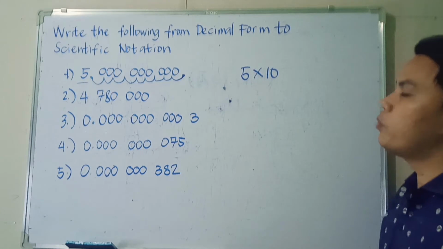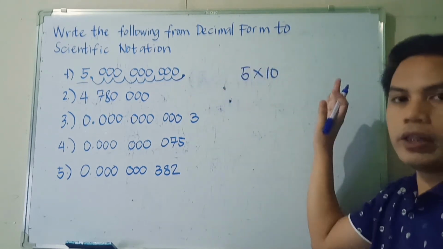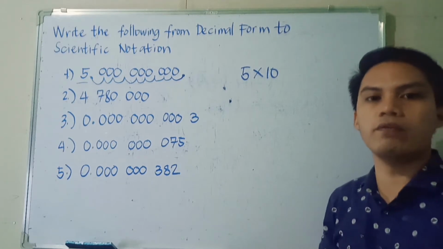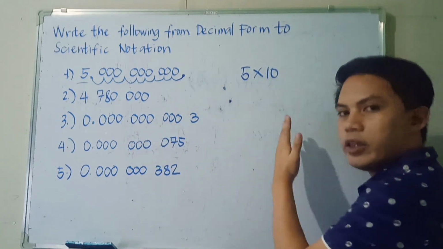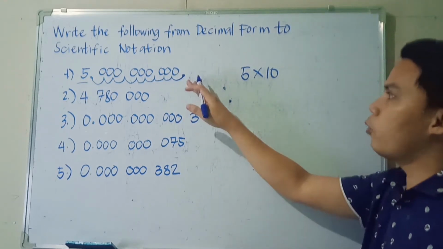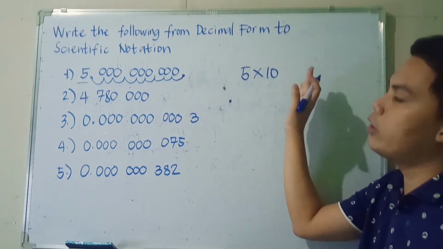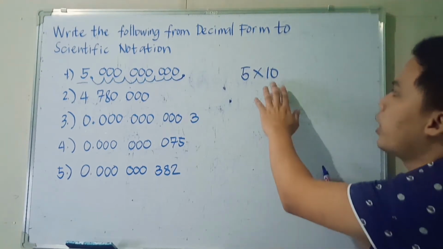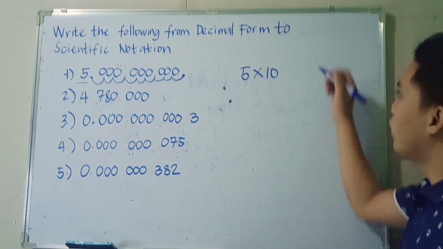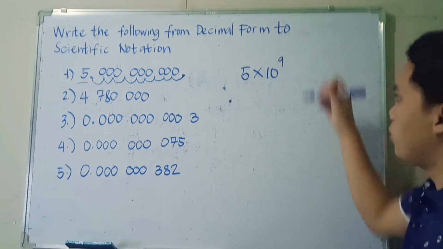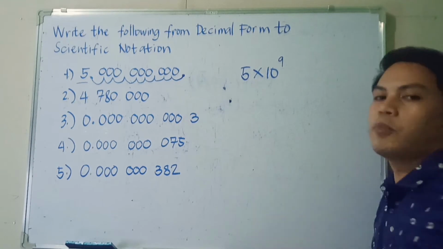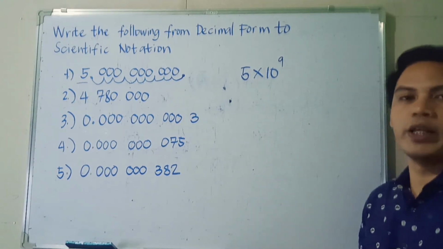So, if we're going to move the decimal point from right to left, then our exponent is positive. Pero, from left to right naman, our exponent becomes negative. So, since sa number 1, we move the decimal point from right to left, our exponent is a positive exponent. So, we have here 9. So, ito na yung scientific notation ng example number 1 natin.